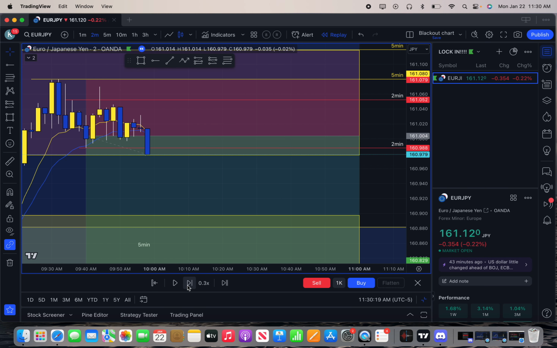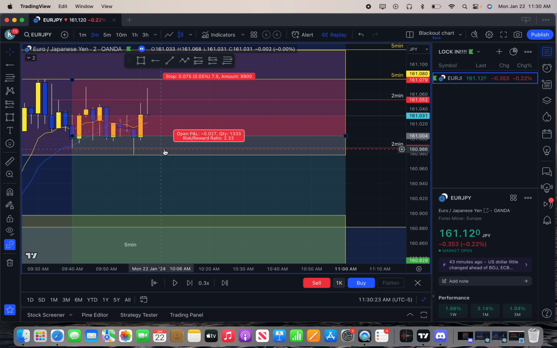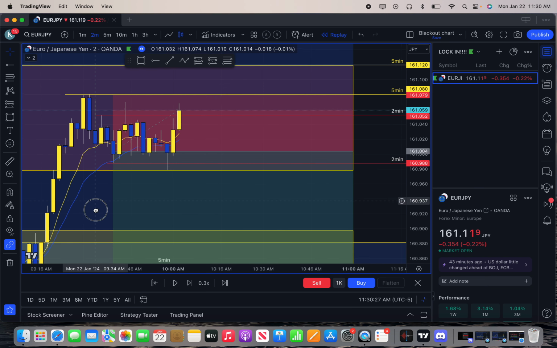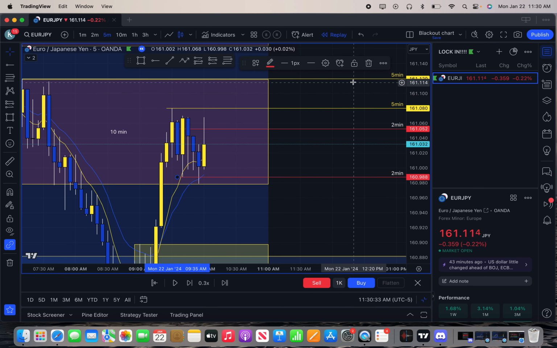Price push. It wicked down here, but never broke. And then it pushed above and closed above. So we exited this for early exit. That was our first trade of the day. So we go ahead and exit here. We get rid of these.